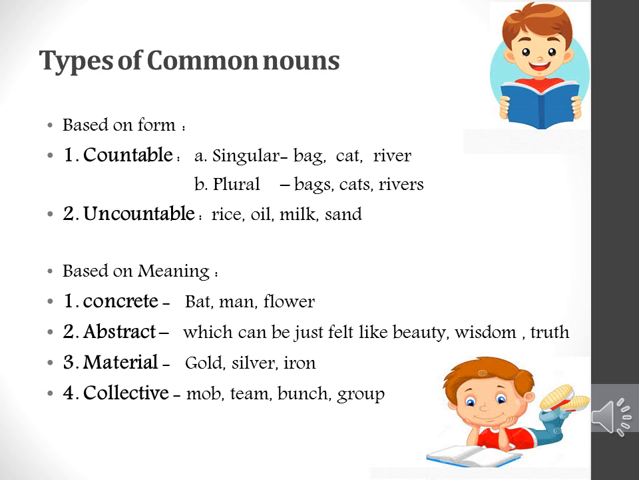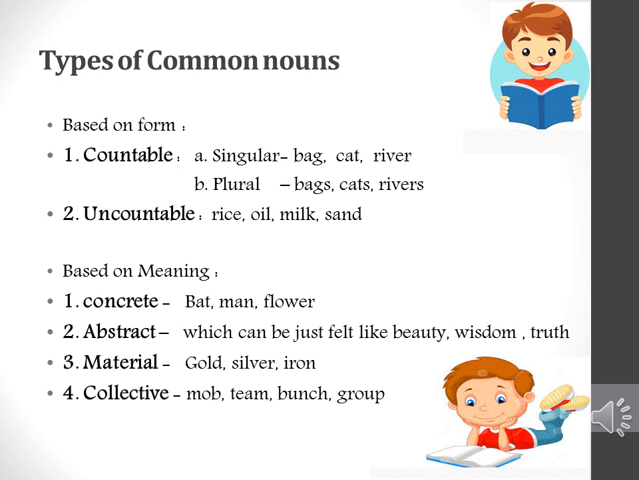Types of common nouns. Based on form, there are 2 common nouns, countable and uncountable. Countable nouns are those that can be counted and they are in singular or plural. Uncountable nouns are those which cannot be counted. Things like rice, wheat, sand, milk, water, oil.